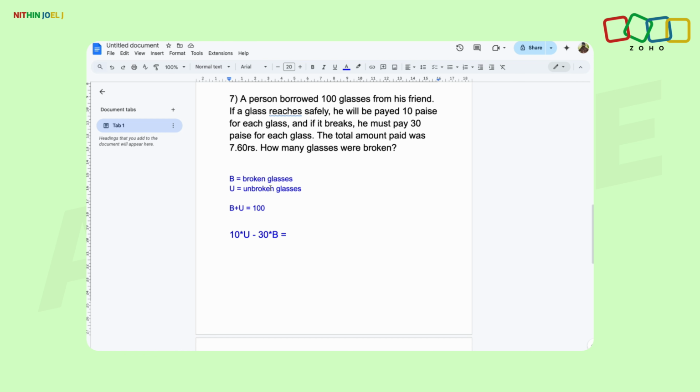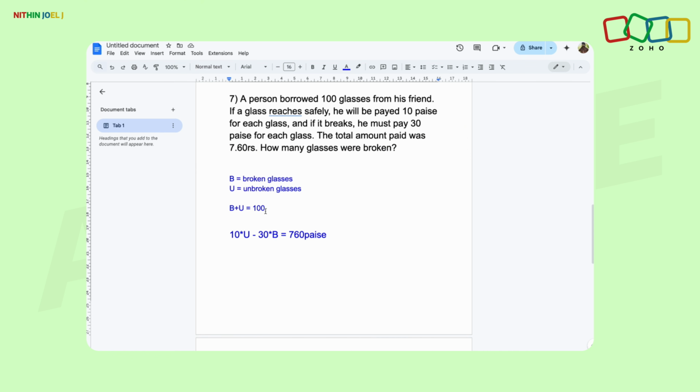60 paise. So this is in rupees format, but we have 10 paise and 30 paise in paise format. So let's convert this 7 rupees 60 paise into paise format, which is 7 rupees 60 paise into 100, which will be 760 paise. So now the question asked is how many glasses were broken. So we have to find the value of the variable B.